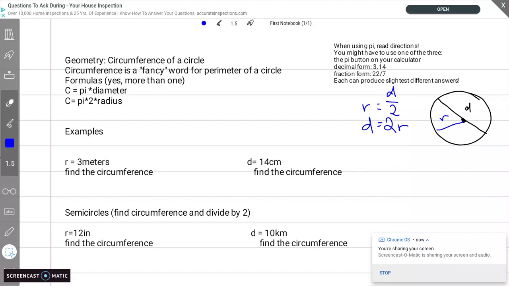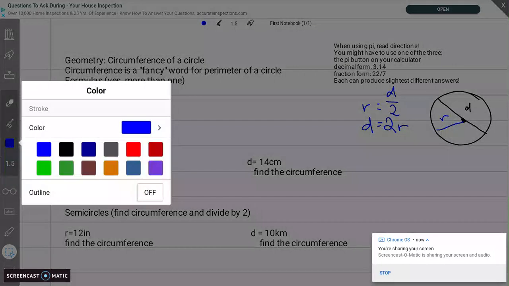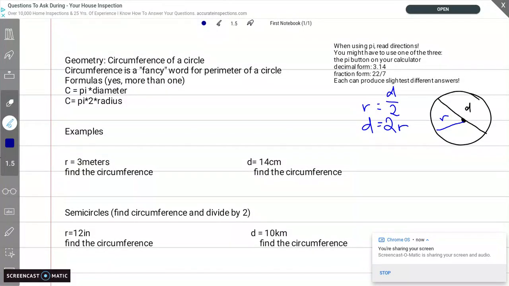Hey guys, welcome back. Today we're going to be talking about geometry, specifically circumferences of circles. A circumference is just a fancy way to say the perimeter of a circle. Let's say you had some circular object in front of you and you took a piece of string and measured all the way around the circle, laid it out on a ruler, and got your circumference, your perimeter.